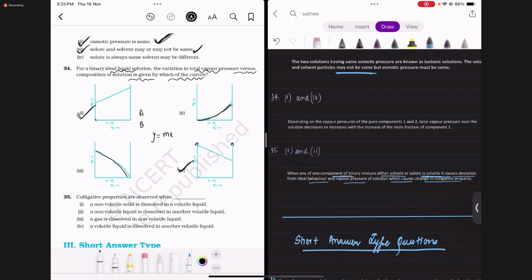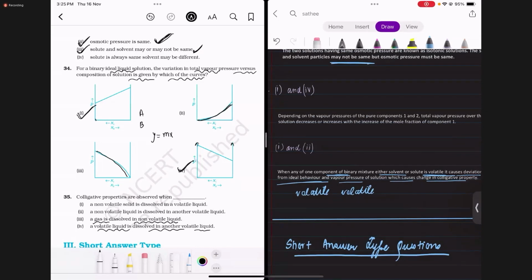फॉर एग्जाम्पल हम ऑप्शंस में देखें तो एक गैस विच इज वॉलेटाइल इट डिजॉल्व्ड इन अ नॉन वॉलेटाइल लिक्विड, एंड ऑल्सो वॉलेटाइल लिक्विड इज डिजॉल्व्ड इन अनदर वॉलेटाइल लिक्विड. सो कोई भी कंपोनेंट अगर वॉलेटाइल होगा या तो दोनों कंपोनेंट्स वॉलेटाइल होंगे, so they will cause deviation from ideal behavior, and if there is deviation from ideal behavior and also deviation of the vapor pressure, they'll cause a change in colligative property. So हमेशा non volatile solids पे depend जो colligative properties होता है, that is applied on non volatile compounds. अगर एक भी component या तो दोनों component volatile हैं तो colligative properties won't apply.